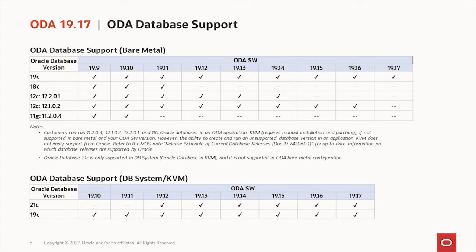And then at the bottom, you see the database support for the DB systems, which is the KVM for Oracle Database. The 21c, because it was an innovation release, is only supported with the Oracle Database Appliance in the kernel virtual machines. And we also support the 19c, as you see in this table.